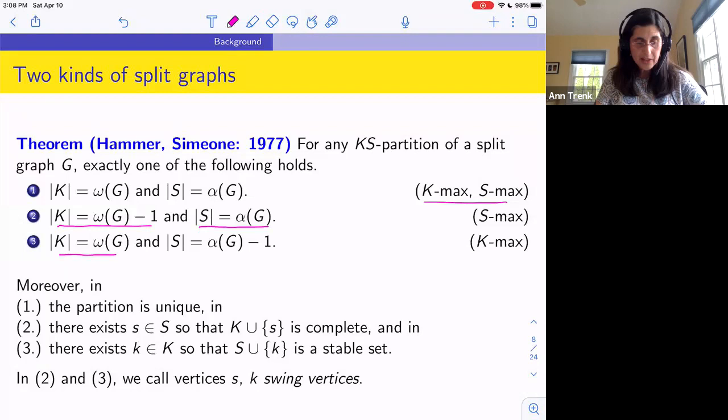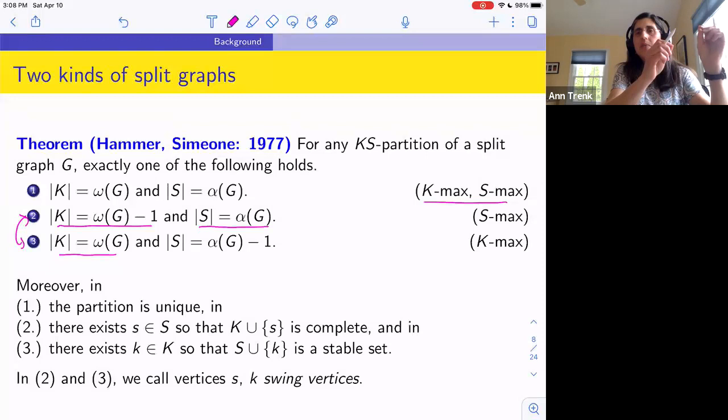In the first case, the partition is unique. As we saw with P4, there's just one way to do it. In the second case, you can go between these two possibilities by taking a vertex from one side and moving it over to the other side. So if you start with one that is S-max, then there's a vertex in the stable set that you could move over to the K side and get one that is K-max. We call such vertices that can be moved back and forth to get from the second instance to the third instance swing vertices.